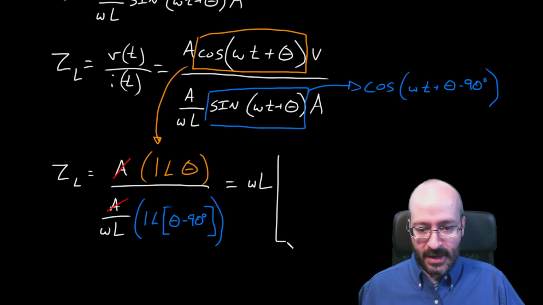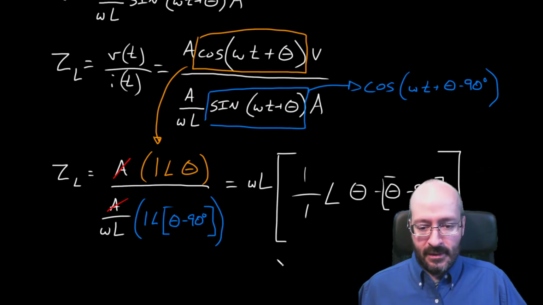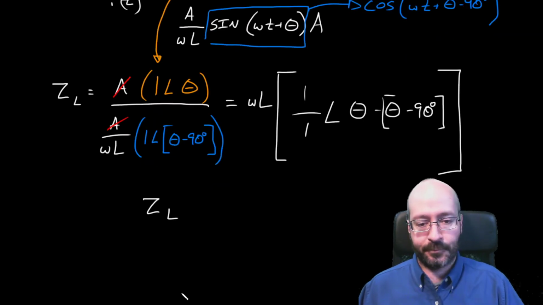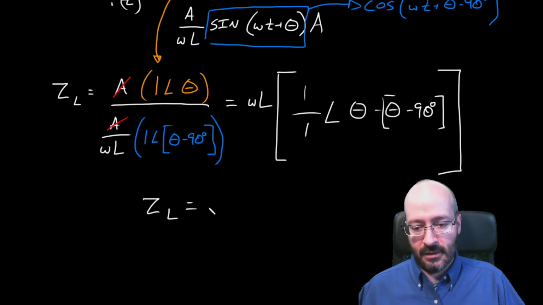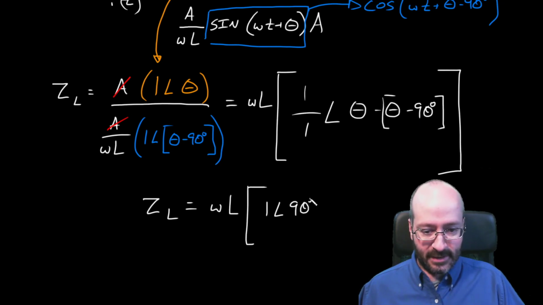Then this phasor division is going to be 1 over 1 at an angle of theta minus theta. Don't lose that bracket, because we've got to distribute that negative sign. It's going to look like that. So we're left with the impedance of the inductor is omega L times 1 at an angle of theta minus theta, which is 0, and then minus a negative 90 is a positive 90.